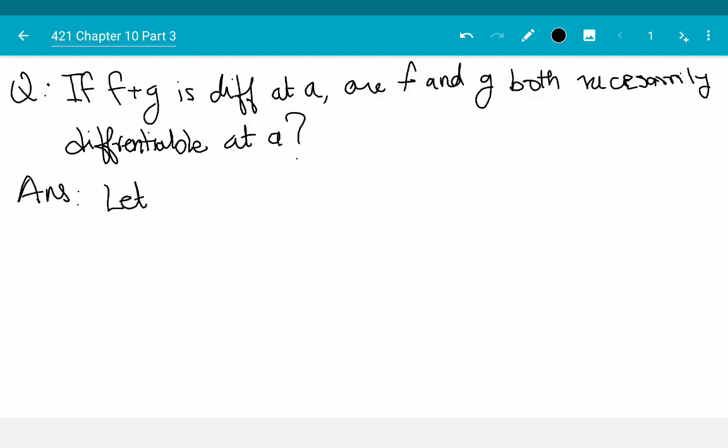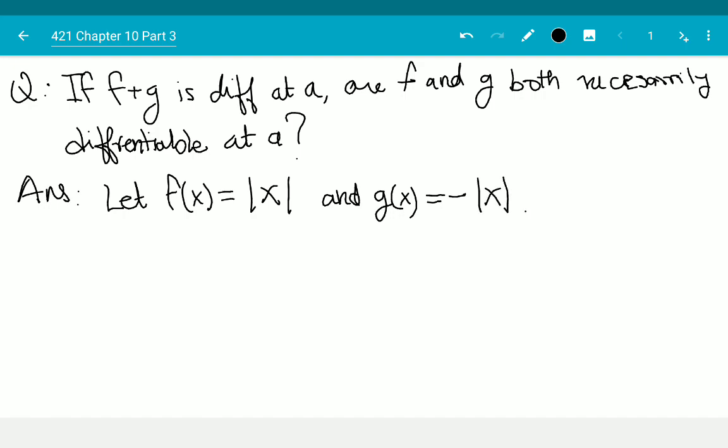Let f of x be equal to the absolute value of x, right? And g of x is equal to negative absolute value of x, right? Then f and g are not differentiable at 0. We know that they have a corner at 0, so they're not differentiable at 0.